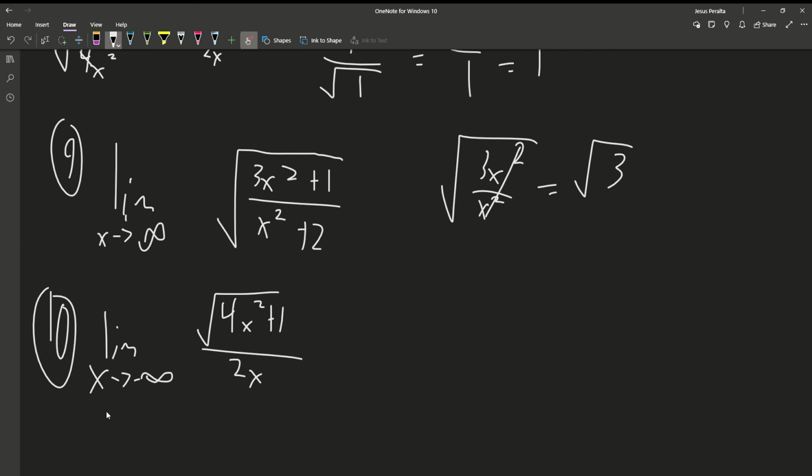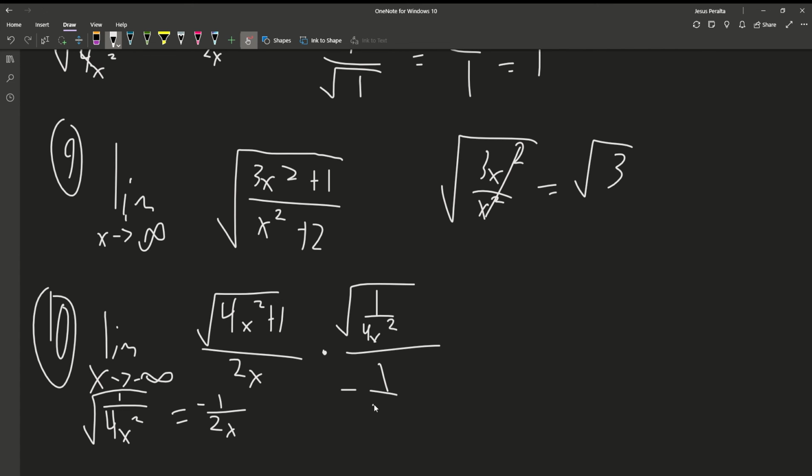So then, this is the same thing as the square root of 1 over 4x squared, which is the same thing as 1 over 2x. So we're going to multiply. Let me see if I even wrote that right for number 10. Yes, I did. So we're going to multiply the square root of 1 over 4x squared times... oh, and it's negative. It goes from a positive, an even, to an odd. So this is going to be negative. So it's going to be negative 1 over 2x, which is going to be equal to 4x squared over 4x squared.